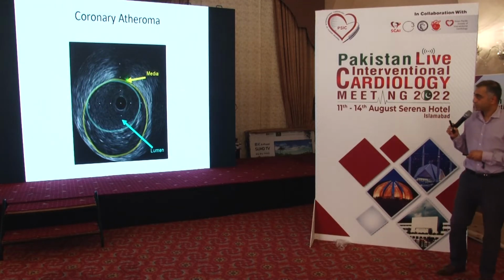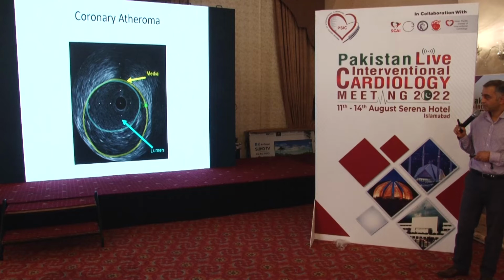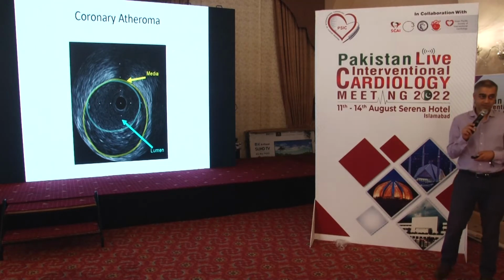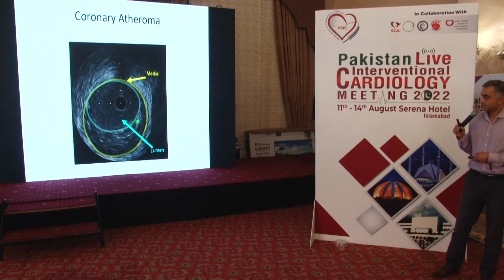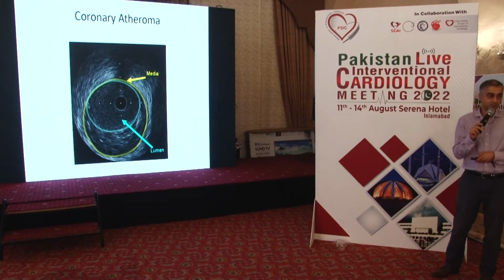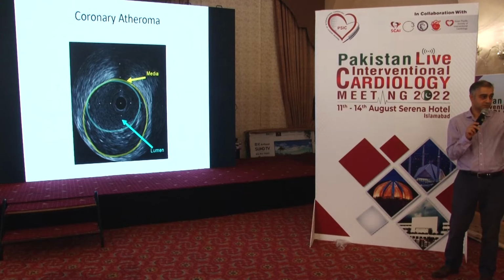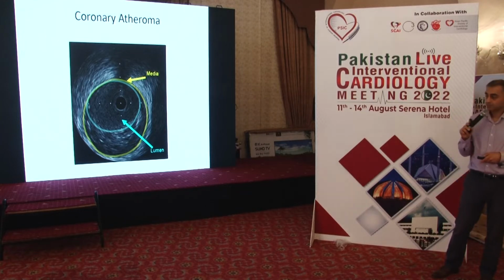So here, what I've done is I've marked out the media here for you, which is the yellow line. So anything on the inside of that is then disease, okay? And here's the lumen that's been marked out. So you can see there's quite extensive plaque disease in this coronary artery, okay? So the first thing, whenever you see an IVUS picture, always try and identify the media, okay? And that's your starting point.